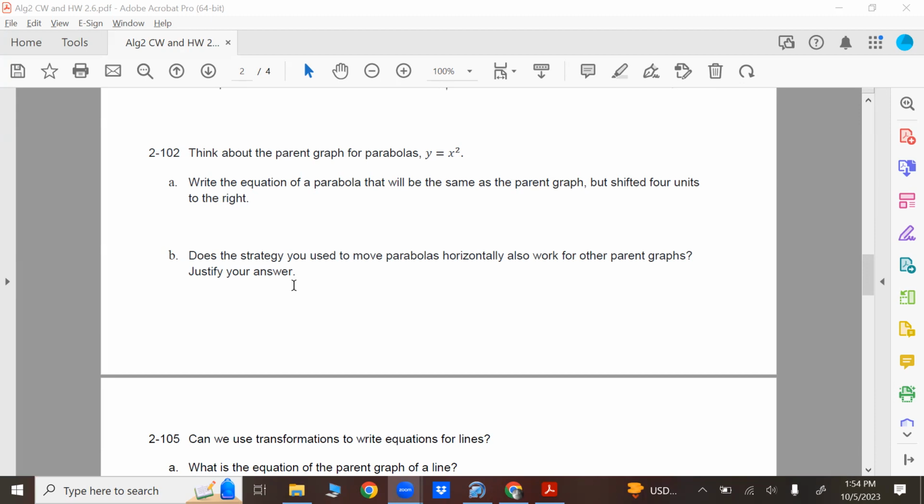Think about the parent graph for y equals x squared. Write the equation that will be the same as the parent graph, but shifted 4 units to the right. Oh, interesting. Okay, I got it.